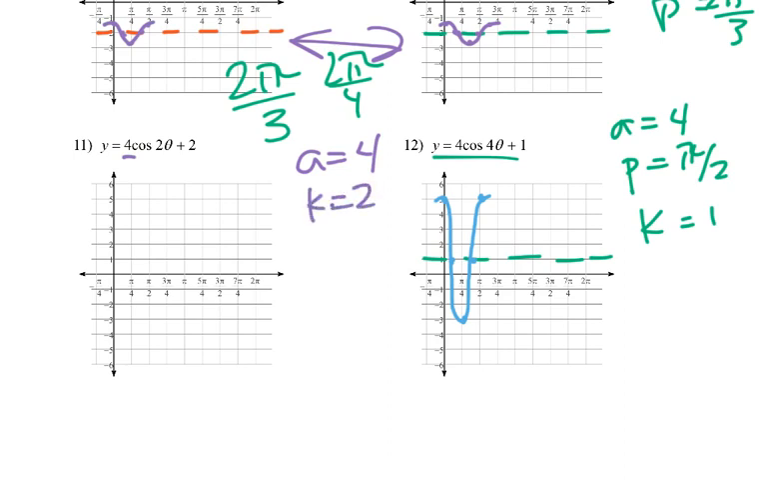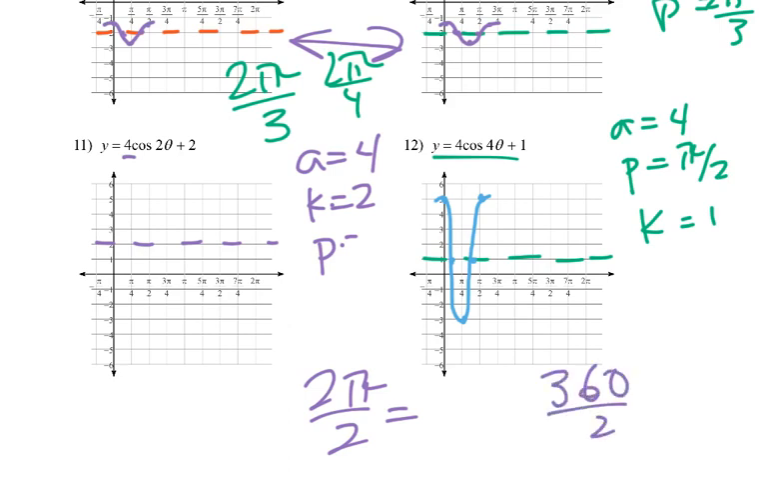Midline shift of 2, so we're moving it up 2. And a period of 2 pi divided by 2, or 360 divided by 2, right? If we were doing degrees, which would be 180 degrees. We also know that as pi.